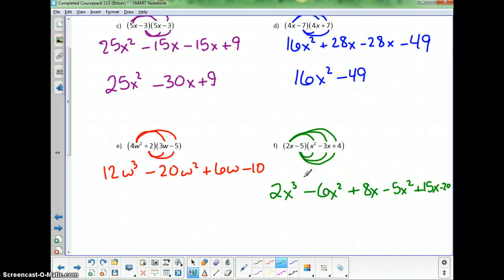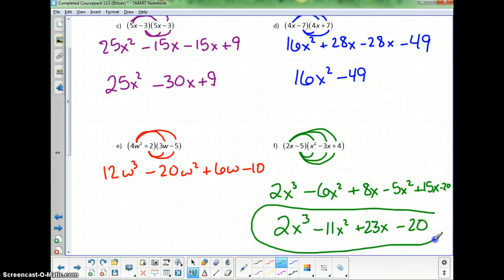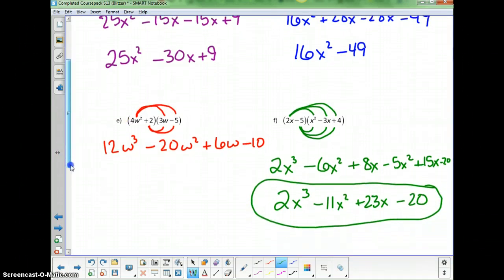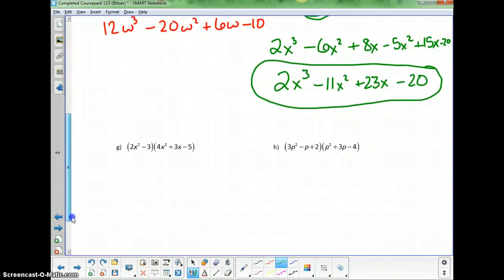Let's make sure we write this in descending order as we combine like terms. So we're going to start with 2x cubed minus 11x squared, negative 6 and 5 is negative 11. 8x plus 15x will be plus 23x. And then the constant minus 20 is just at the end there. Alright, a couple more examples.